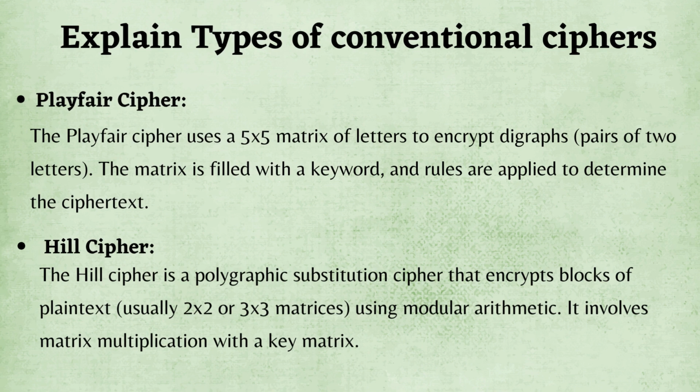The next one is Playfair cipher. The Playfair cipher uses a 5x5 matrix of letters to encrypt digraphs, pairs of two letters. The matrix is filled with a keyword, and rules are applied to determine the ciphertext.